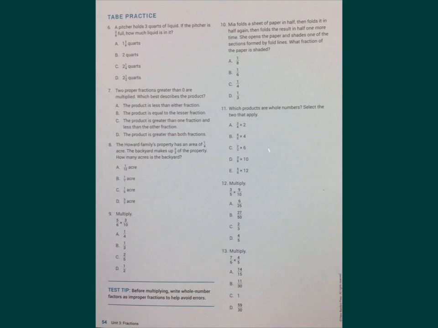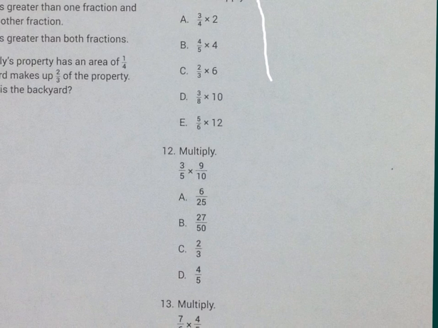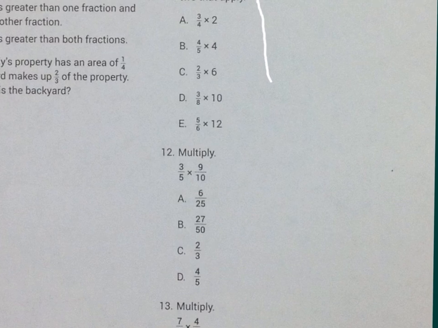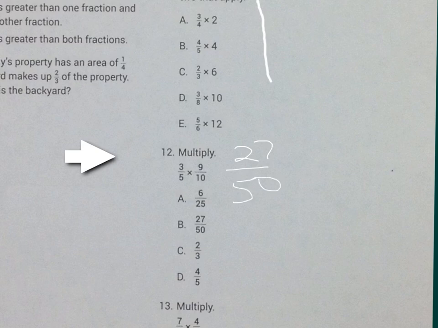Let's look at number 12. So 12 reads 3/5 times 9/10. So we can simply look at number 12 and just multiply it out. So 3 times 9 equals 27. And then 5 times 10 is 50. It will not reduce, so it is simply B. Let's look at number 13.